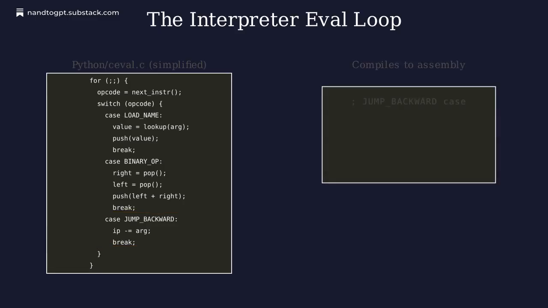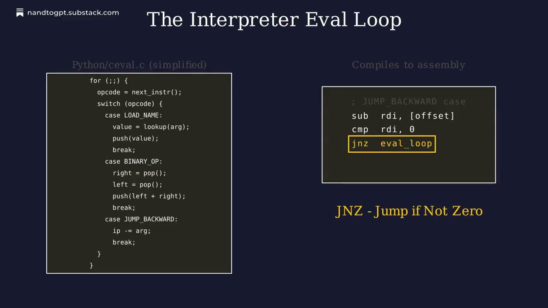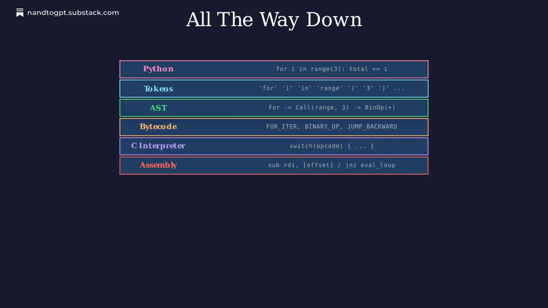This C code compiles to assembly. There it is, JNZ, jump if not 0. The same instruction we built in episode 6 for flow control. Let's see the full journey.